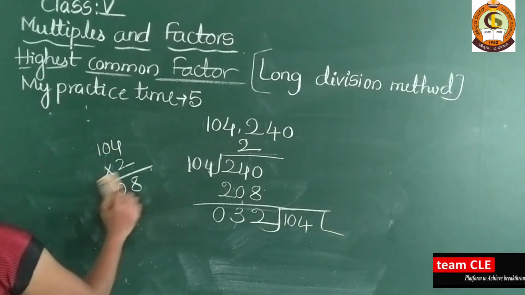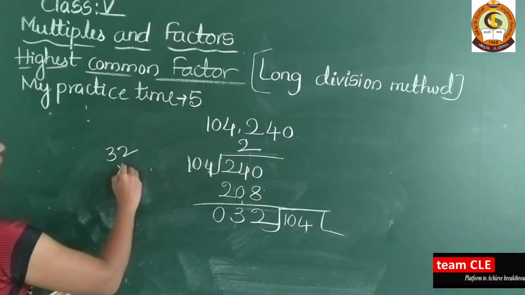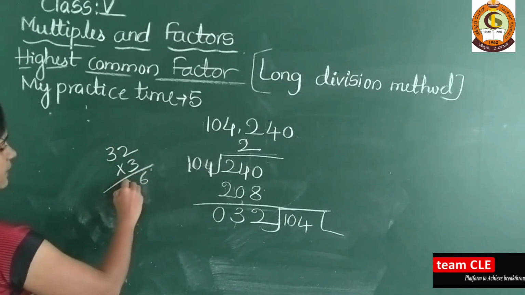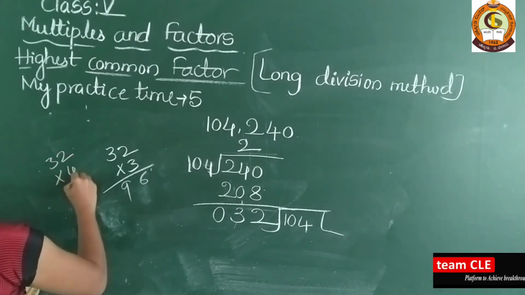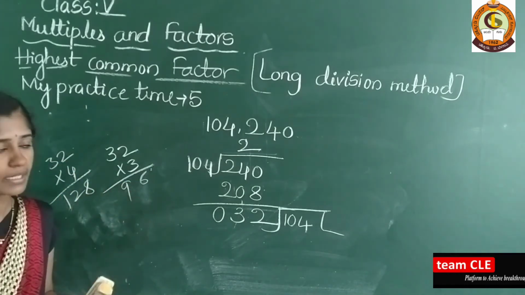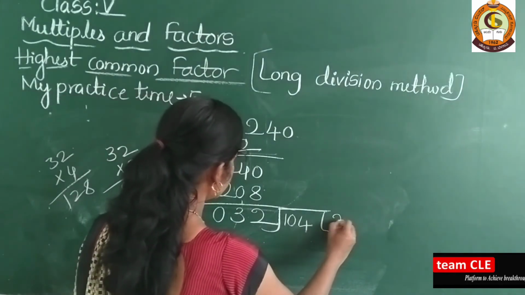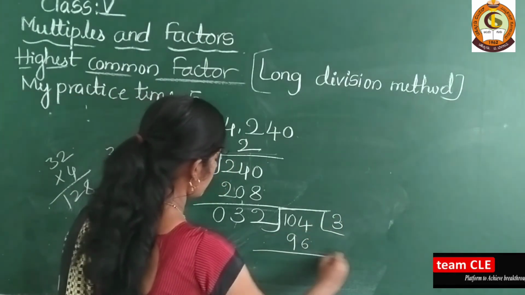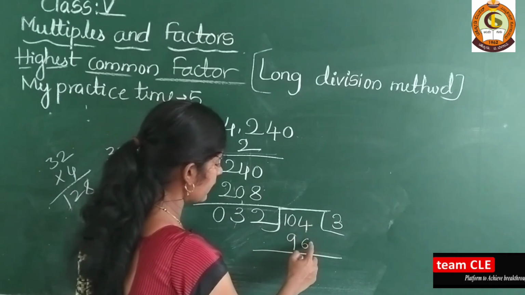32 2s are, how much is there? 32 3s are: 3 2s are 6, 3 3s are 9. I got a small number here. 32 4s are, how much will come? 4 2s are 8 and 4 3s are 12, so 128. So I will take here 32 3s are 96. I can't take 4s because it is 128. Next, 4 minus 6 not possible.